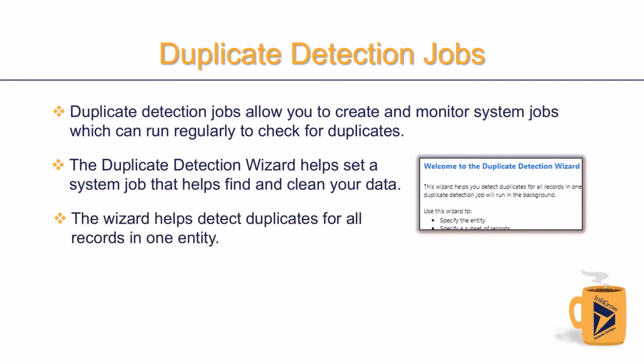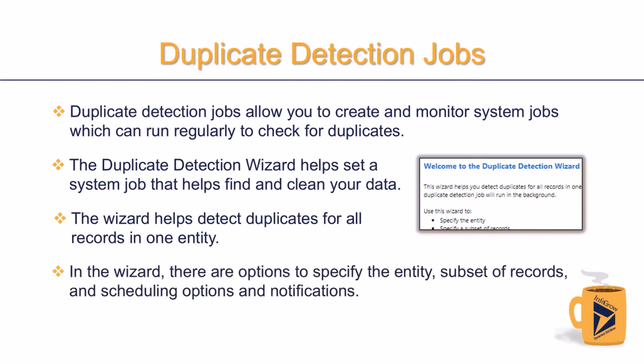The wizard helps detect duplicates for all records in a single entity. In the wizard, just like setting up rules, there are options to specify the entity and subset of records with the addition of scheduling and notification options.